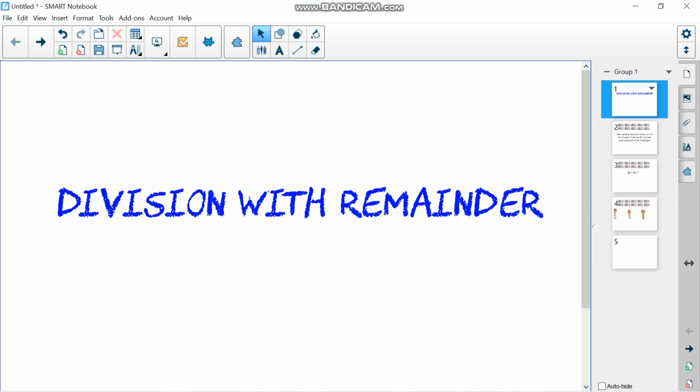Hello everyone, this is teacher Marsha, and today we're going to talk about division with remainder. Sometimes when we divide numbers, the numbers we are dividing cannot be equally distributed among the given sets. So we have remainders, or what we call leftover. Let's take a look at the following example.